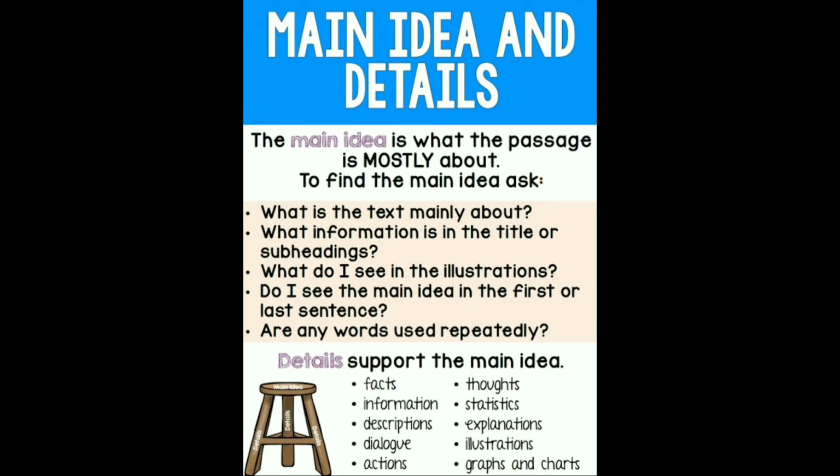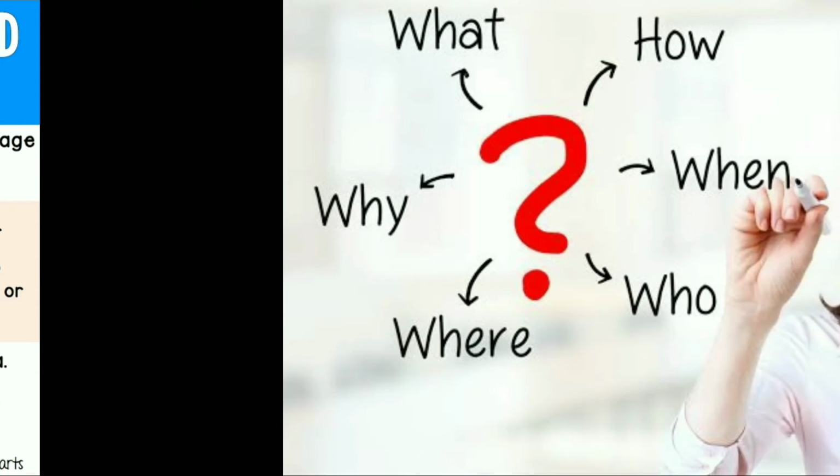Identifying main idea and details. The main idea is the most important idea in a text. It may be explicit, or directly stated in sentence form in the text. If it is implicit, or not directly stated, you as the reader will have to state the main idea in your own words.